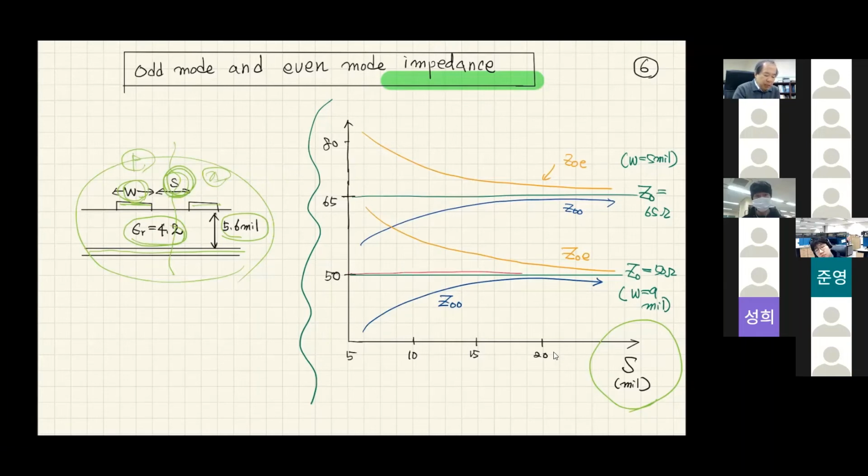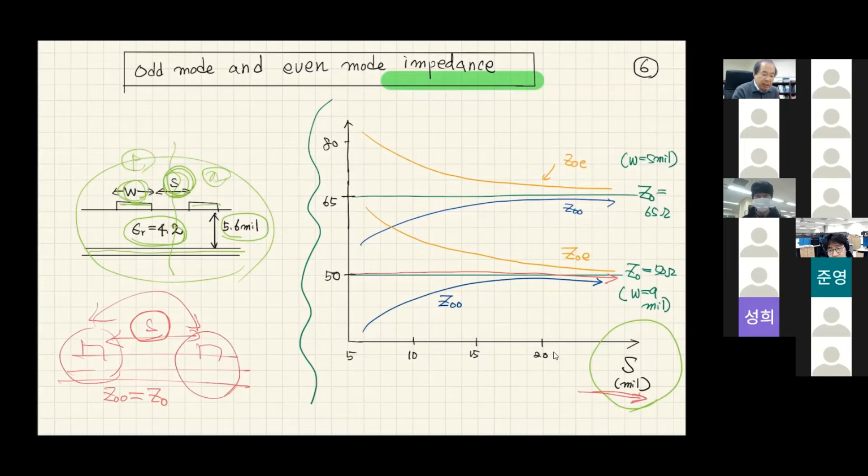If the space is very large, that means the two lines are really separated far away, so the odd mode impedance becomes just the single line impedance, because the interaction between the two wires is almost negligible. In this case, if the S space is really large, we have just two single-ended lines. That's why as the space becomes larger and larger, it approaches 50 ohm. Let's assume a single-ended line is 50 ohm and the two differential pair lines are separated far away, then we're going to have 50 ohm. That's why this odd mode impedance approaches 50 ohm.